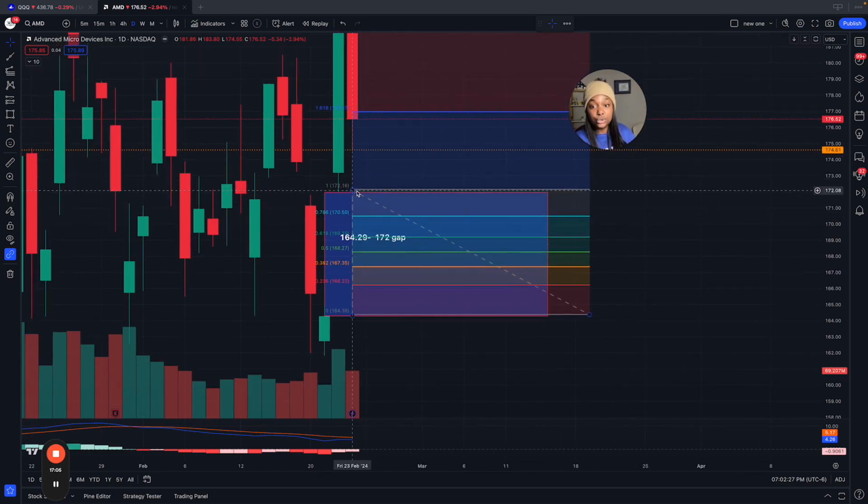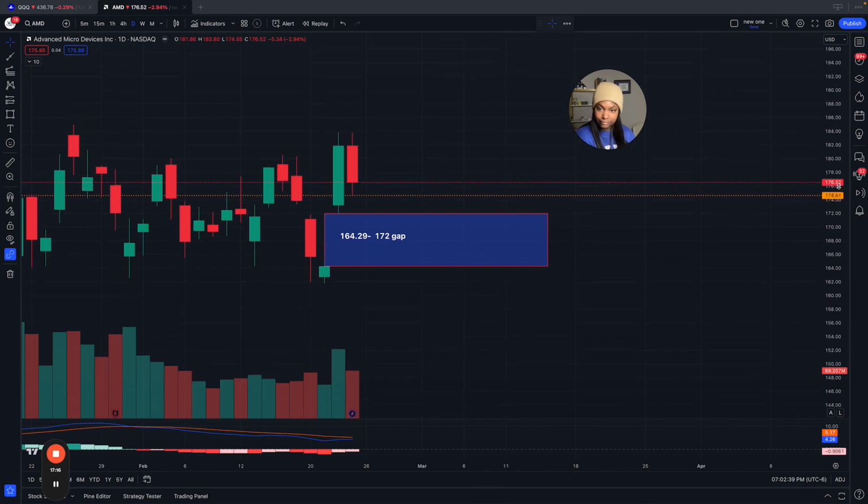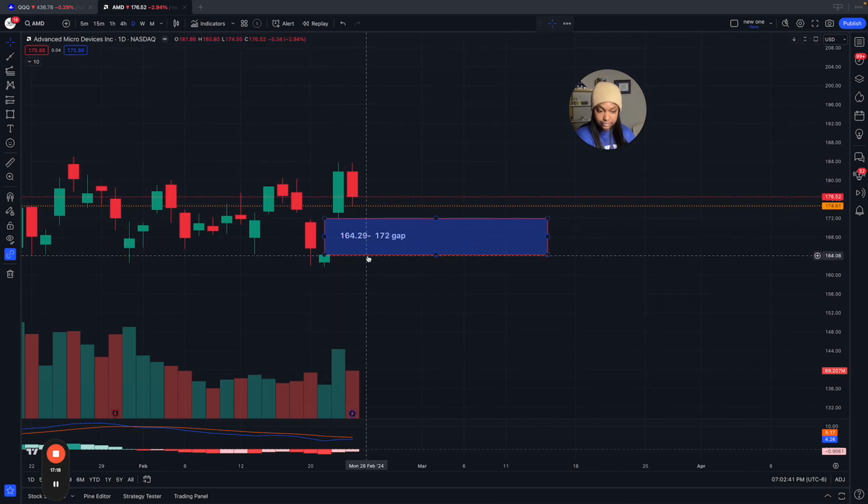If we were to lose 172, I'm targeting 170.50, 169.19, 168.27, 167.35, down, down, down until you bounce, possibly close the gap. Or maybe it'll hold one of the fib levels and bounce back up.